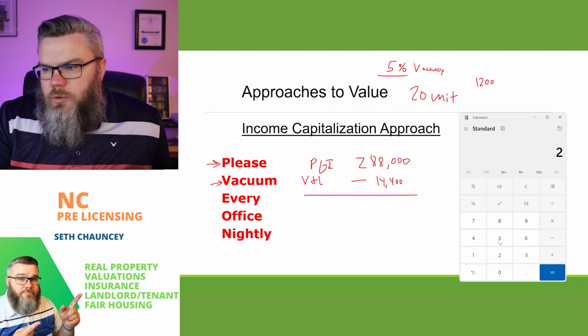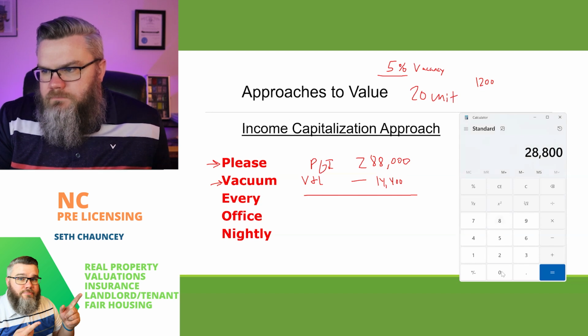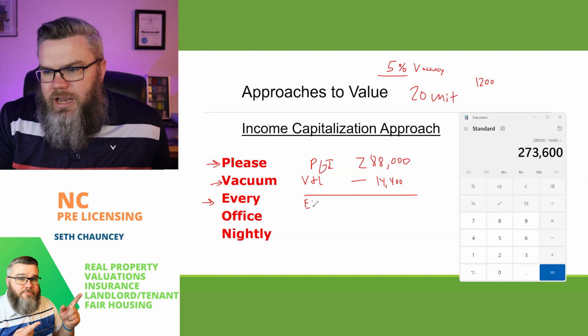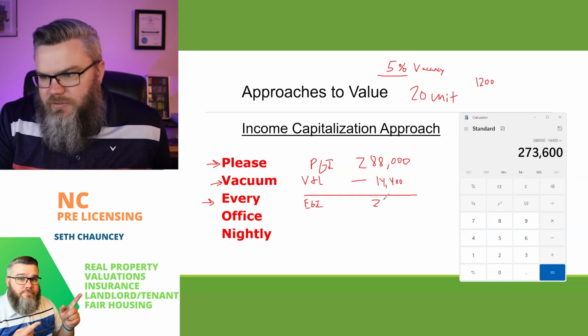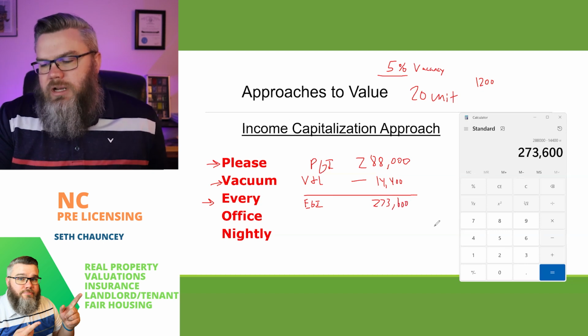So when you take your potential gross income and you subtract out your vacancies and losses of 14,400, that gives you this new number, which is your E. This is your effective gross income, which you are realistically going to gross since we don't live in a perfect world. It's called your effective gross income, EGI.